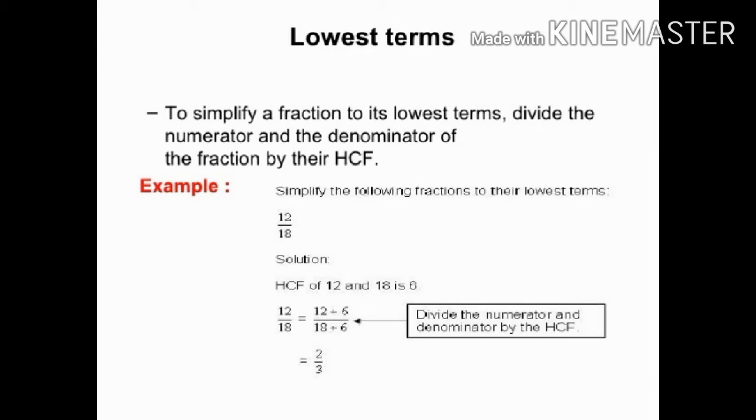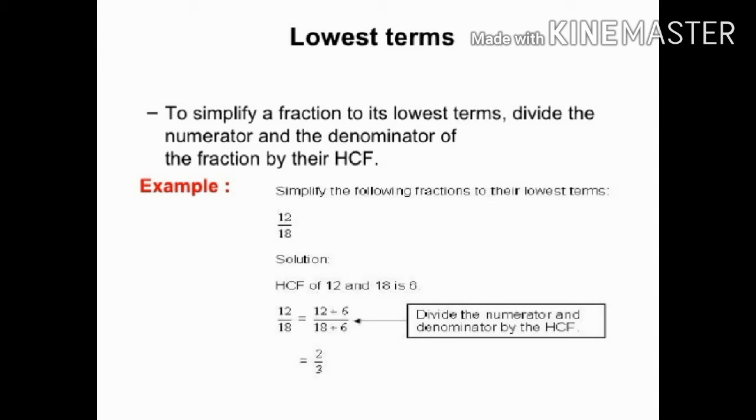So 12 and 18, we will divide the numerator and denominator by the HCF. So the HCF is 6. So we will divide 12 and 18 by 6. So 6 2s are 12 and 6 3s are 18. Now dear students, look, 2 by 3. 2 और 3 का कोई और कॉमन फर्दर डिवाइड नहीं हो सकते, ठीक है. तो 2 by 3 हमारे पास लोएस्ट टर्म होगी. 12 by 18 की लोएस्ट टर्म हमारे पास 2 by 3 है.